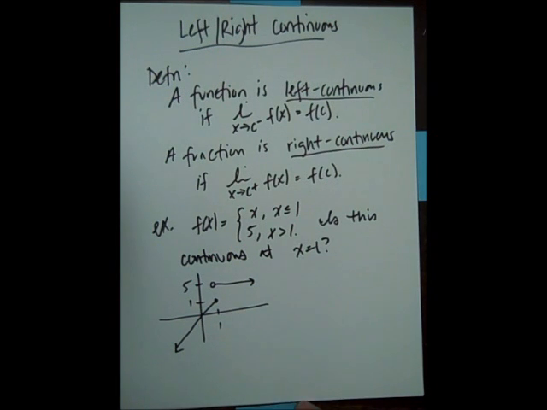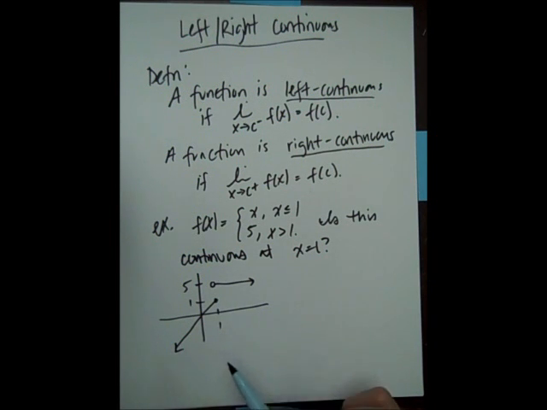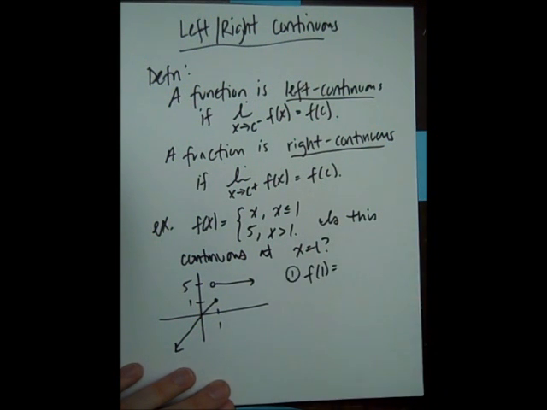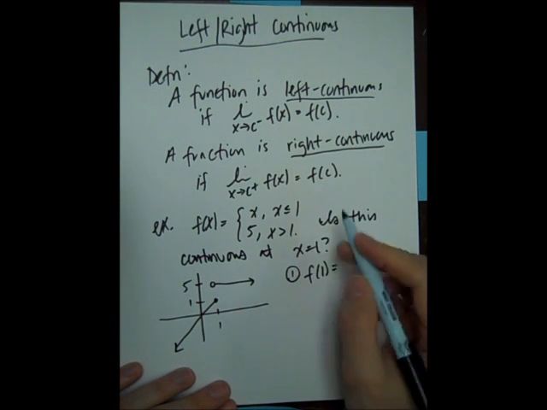So there's that part. Now it's definitely not continuous at x equals 1. You can see there's a jump discontinuity here, but is it left continuous or right continuous? Well, let's see. I'm going to ask myself, what is f of 1? So come up here to your function, plug in 1. It says plug it into the first piece, so it's 1.